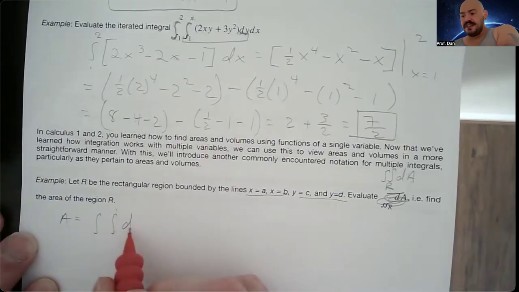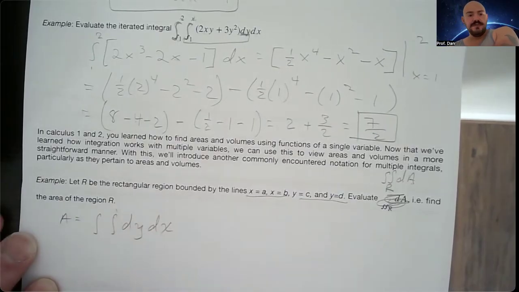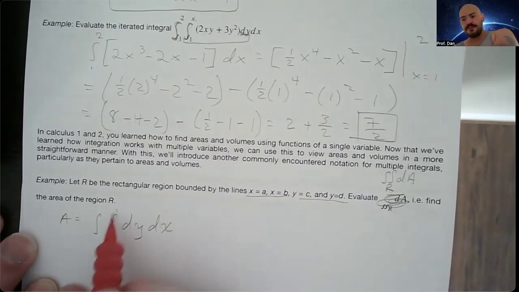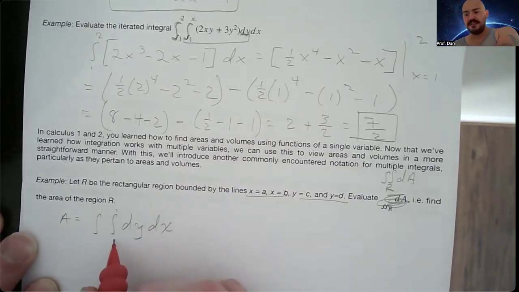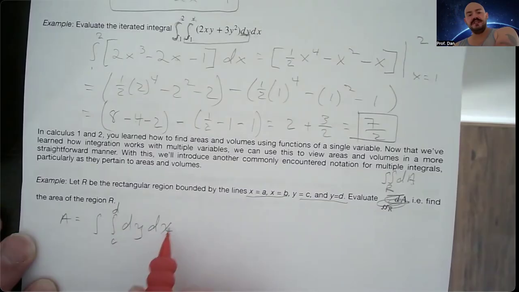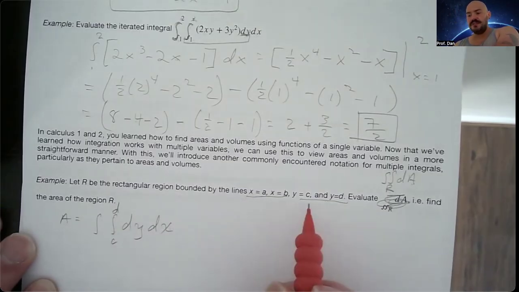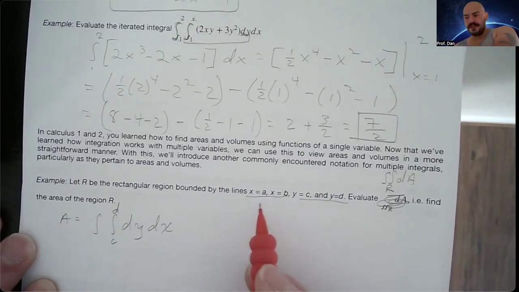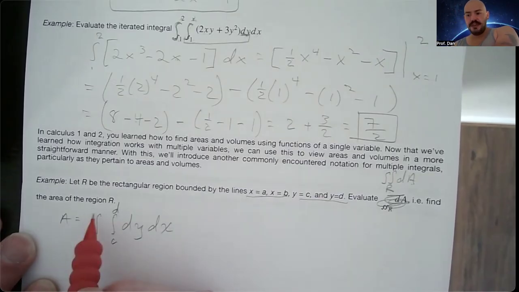So for fun, let's say that I do dy dx for my dA. Okay, so my y's, the bounds are c to d. So the inner integral will have bounds c to d. And then dx is the outer. So the outer integral sign will have the boundaries for x, right? So x goes from a to b.